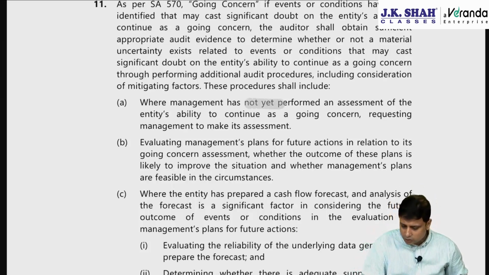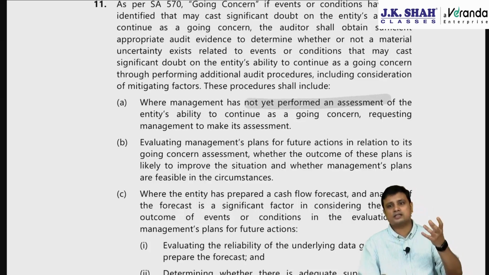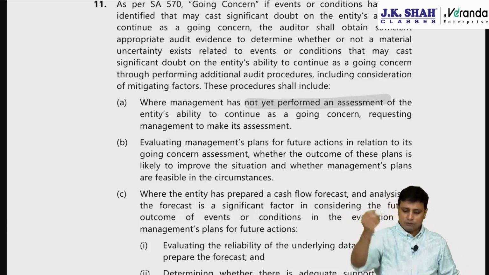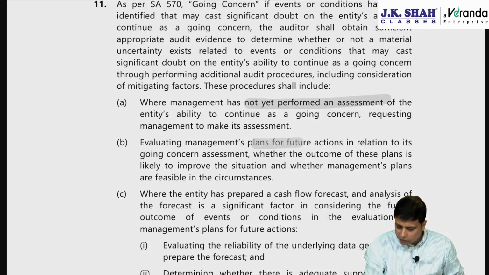Firstly, where the management has not performed an assessment, we will ask them to make an assessment. Then we will evaluate the management's plan for future action, whether the outcome of this plan is likely to improve the situation and whether the plans are feasible.